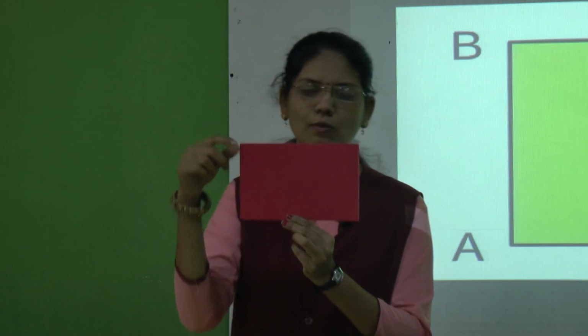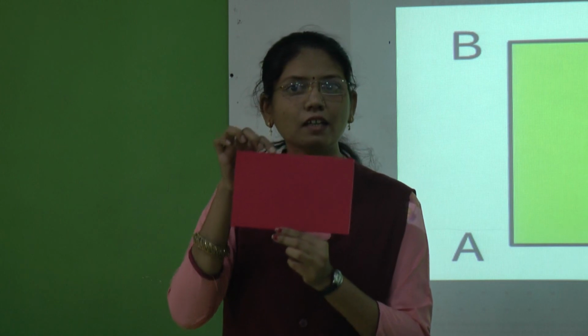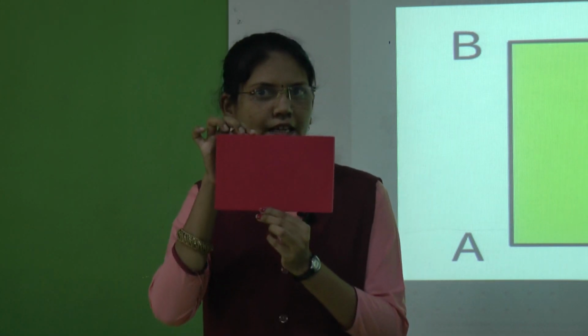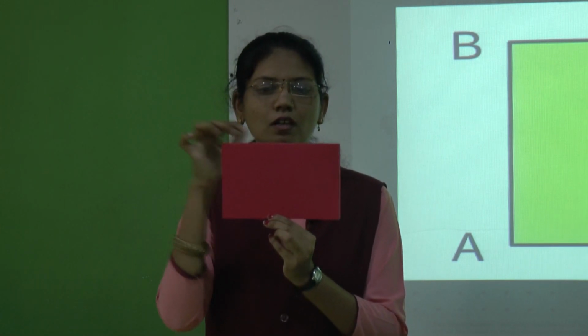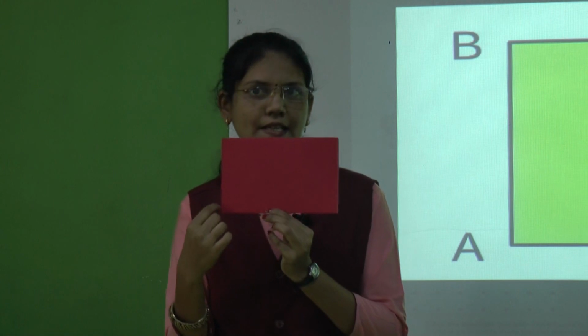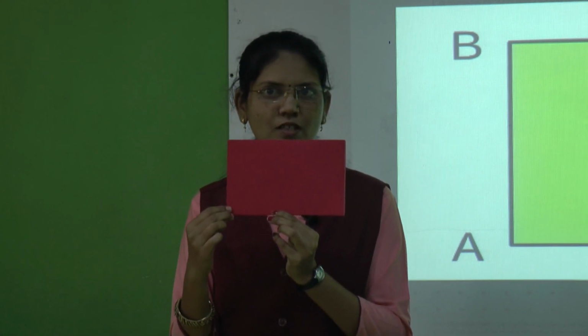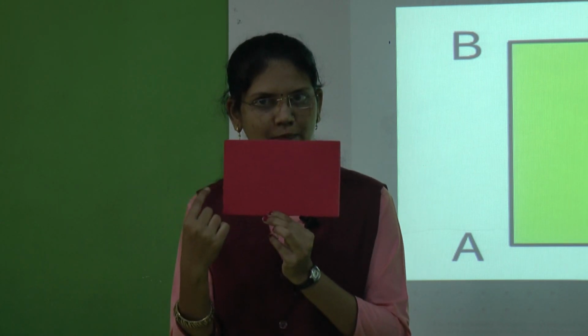So let us count. 1, 2, 3 and 4. So a rectangle has 4 sides. Now see this rectangle carefully and think about all 4 sides. Can you tell me if all the sides are the same in length? Equal in length? Yes? All sides are the same?